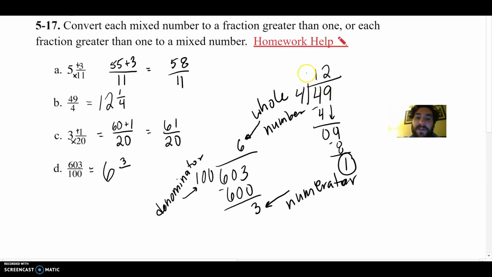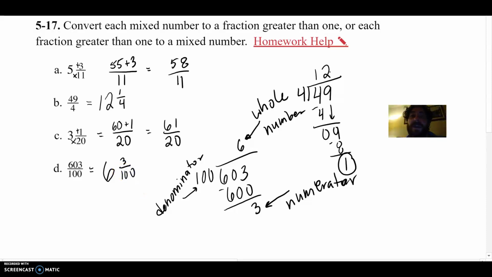All right, same thing here. This was the whole number for the last problem, or sorry, that was the denominator. So 12 is 12 wholes, 1 is the numerator, and 4 is the denominator. So here we have a denominator of 100.